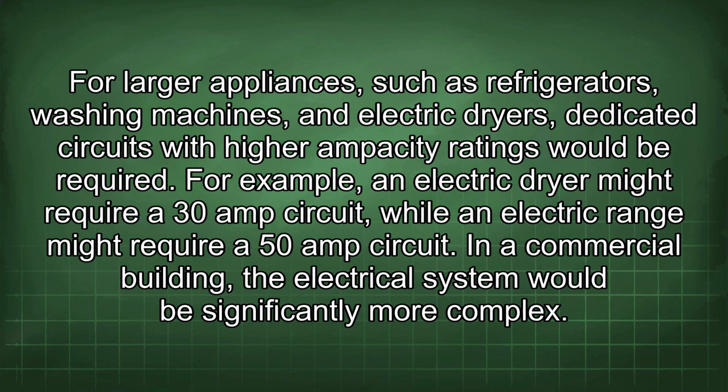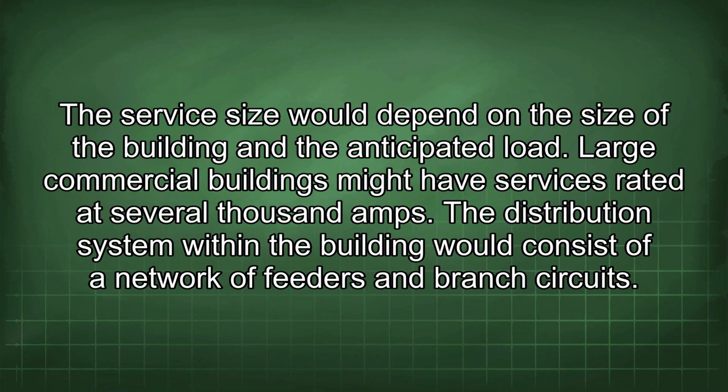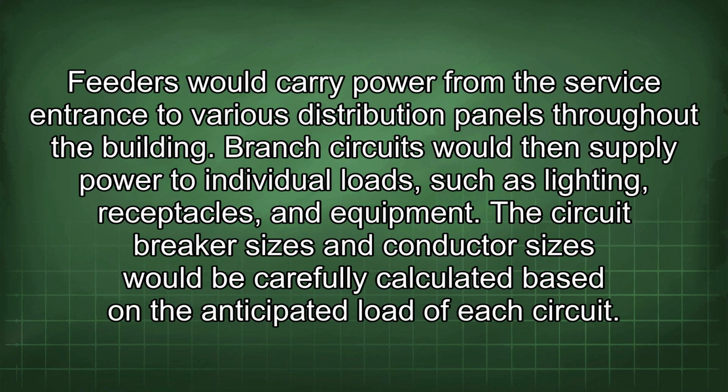In a commercial building, the electrical system would be significantly more complex. The service size would depend on the size of the building and the anticipated load. Large commercial buildings might have services rated at several thousand amps. The distribution system within the building would consist of a network of feeders and branch circuits. Feeders would carry power from the service entrance to various distribution panels throughout the building.